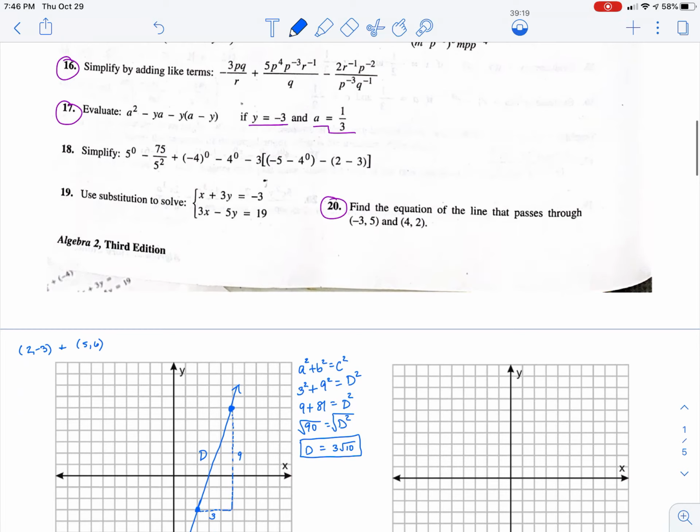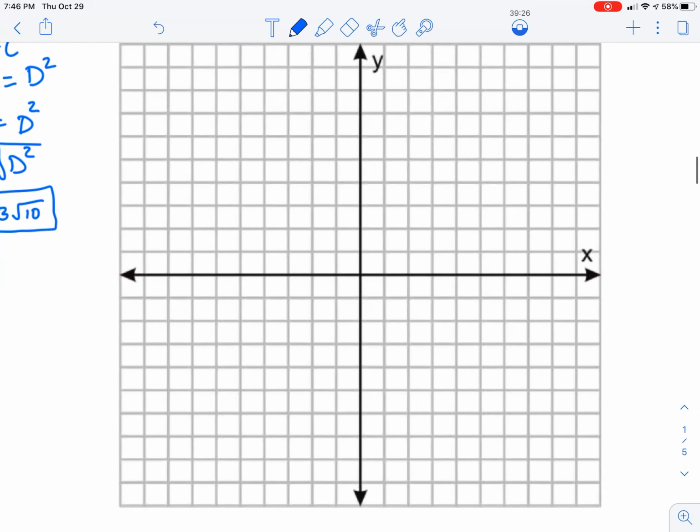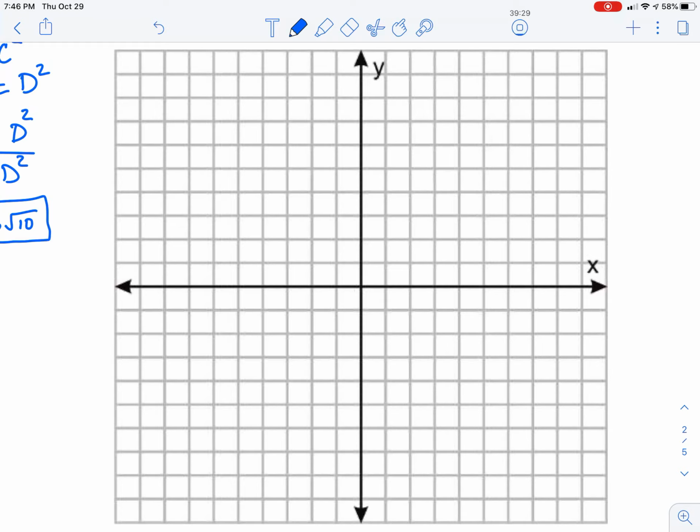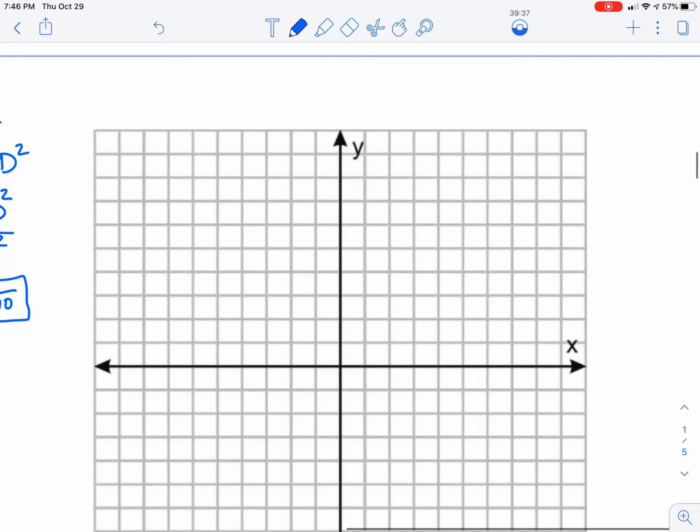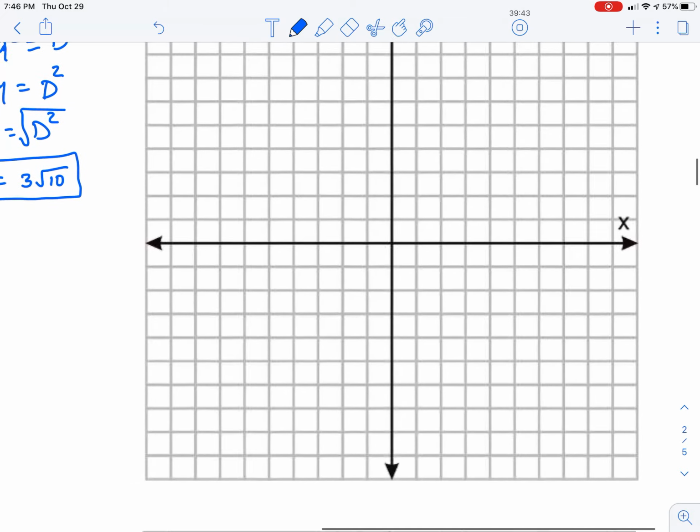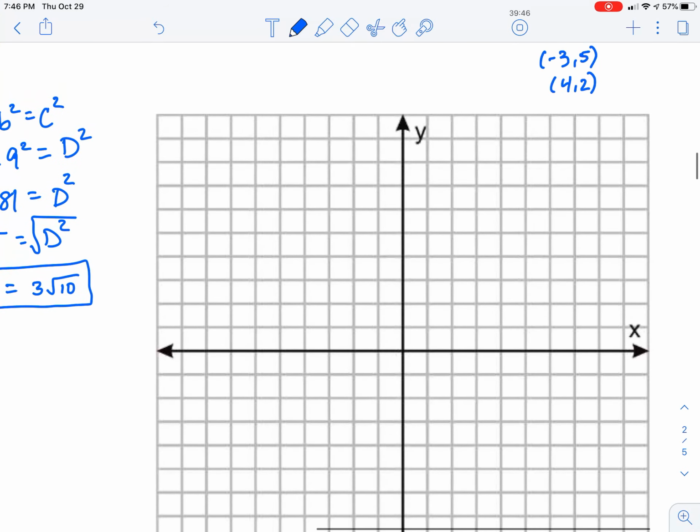I'm going to need a graph. We want to find the equation of the line that passes through these 2 points. So let's go ahead and get those points onto a coordinate plane right here. So -3, I'm going to write those right up here. So we have -3, 5, and 4, 2. -3, 1, 2, 3, 5, 1, 2, 3, 4, 5 right here, and 4, 2, 1, 2, 3, 4, 2 right there.